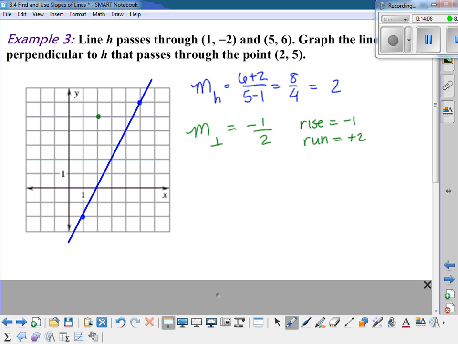So I start at the point they gave me, (2, 5), and I go down 1 for my rise, and over 2 for my run. And that gives me another point. And then you can do that again to get a third point. And then you can just draw the line between those points. And that is the line that would be perpendicular to line H going through the point (2, 5).